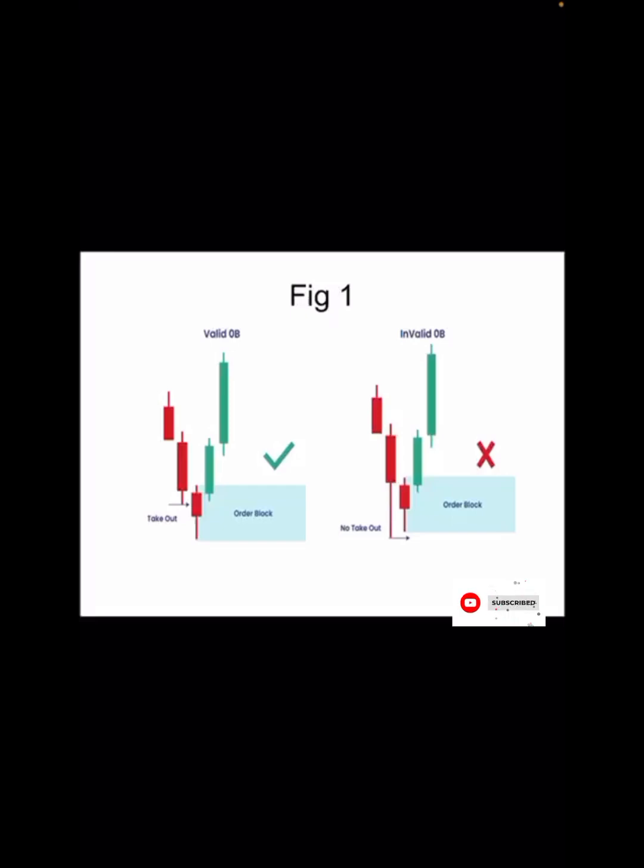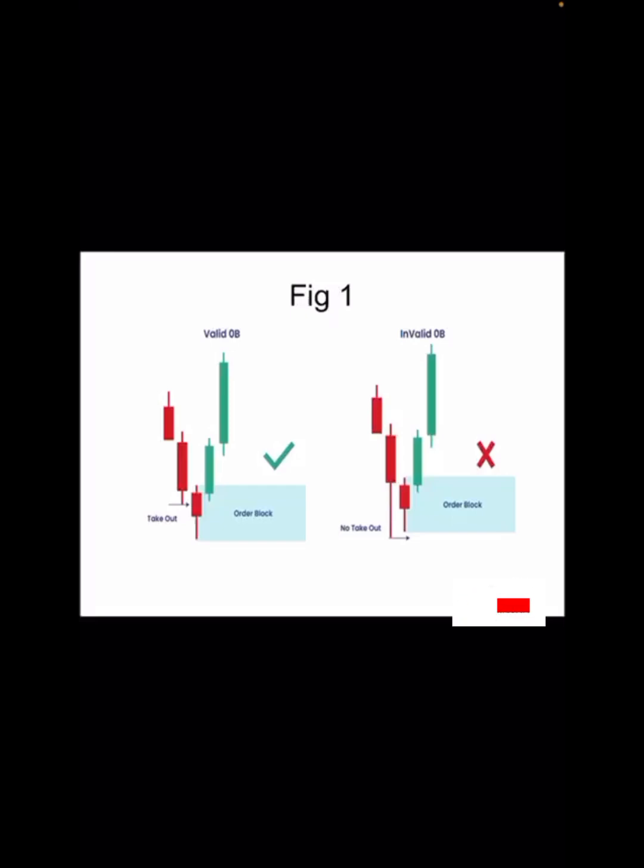Now, first, takeout and liquidity sweep. What is takeout and liquidity sweep? A valid order block often features a takeout and liquidity sweep. This means the price moves beyond a previous high or low to grab liquidity, showing strong institutional interest. For instance, if a bullish order block forms as the price dips below a previous low and then reverses, it shows big players are stepping in, making the order block solid.